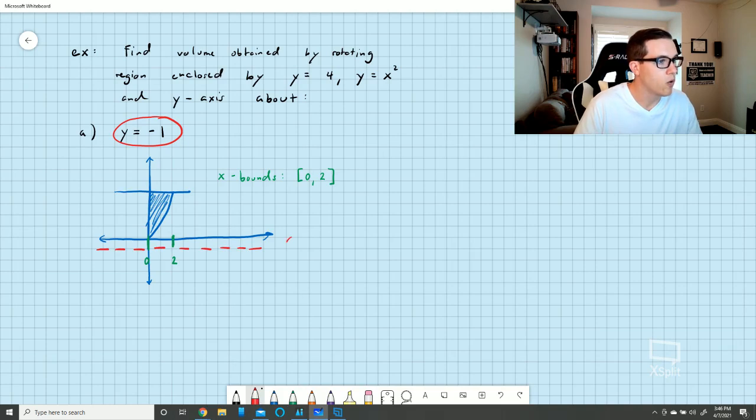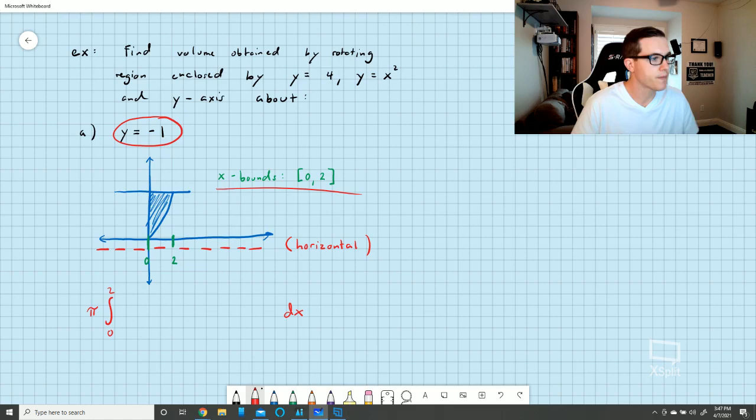And that is a horizontal axis of rotation. So horizontal, which means I'm using x. So sometimes I'll do this. Pi, 0 to 2, x bounds, and then dx. I like to build the answer as I go.